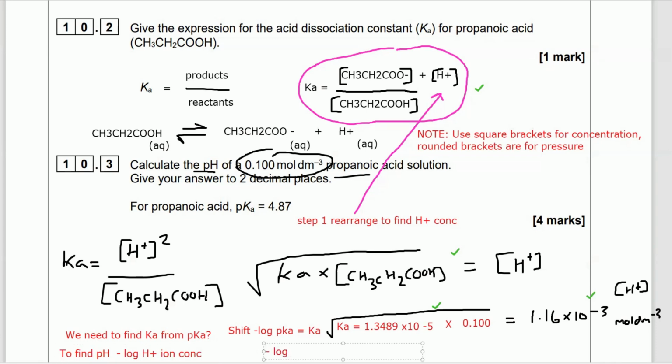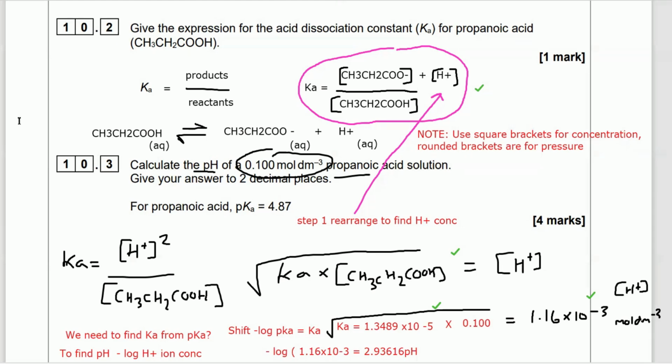Now, this will get us our 3rd mark, working out the pH here. Let me put this in my calculator, guys. And we get the number 2.93616, and that's the pH of this propanoic acid solution.